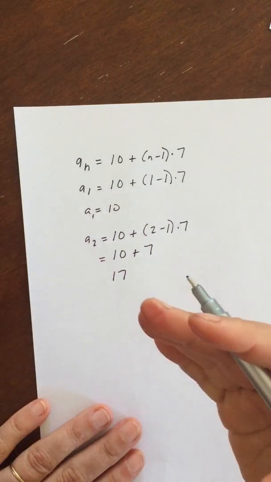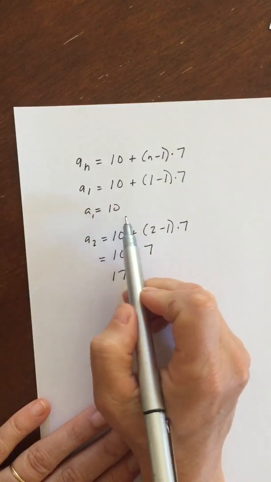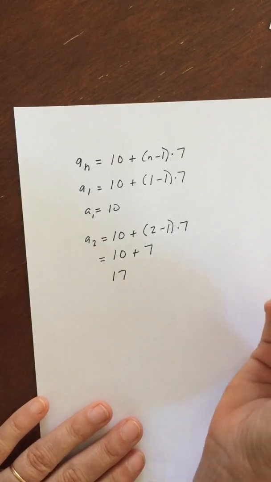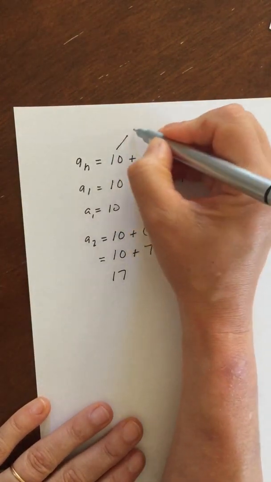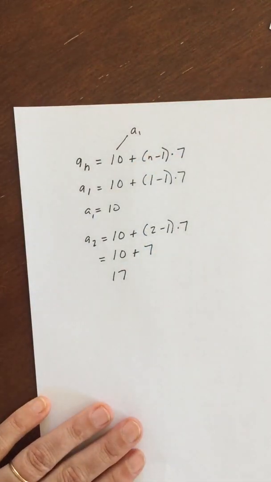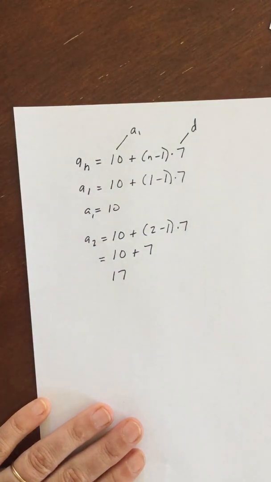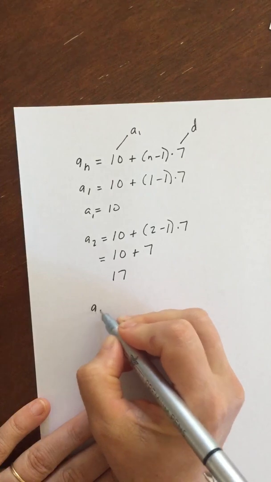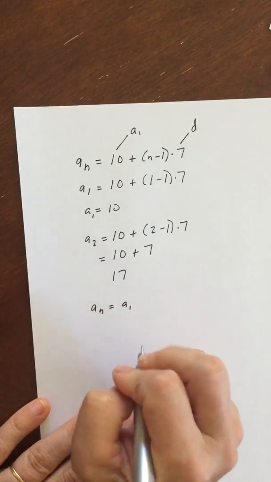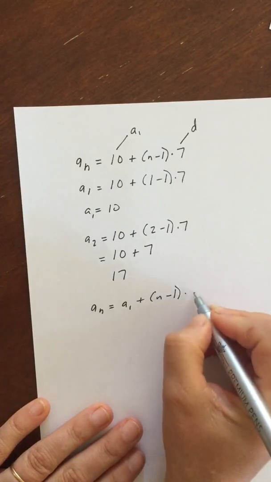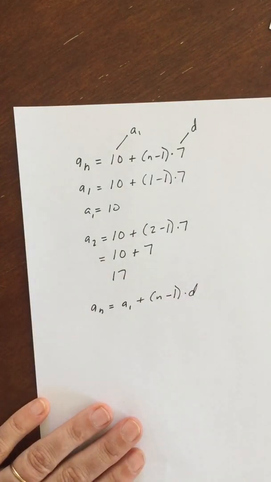It's going to be arithmetic. First term is 10. We're going to add 7 each time. So this suggests something about a formula, which is this appears to be the first term, and this appears to be the common difference. Generalizing that, we can see that a sub n would be the first term plus n minus 1 common differences. So that's basically the formula that you'll use.